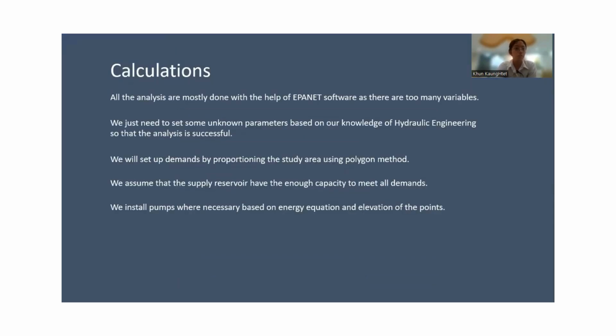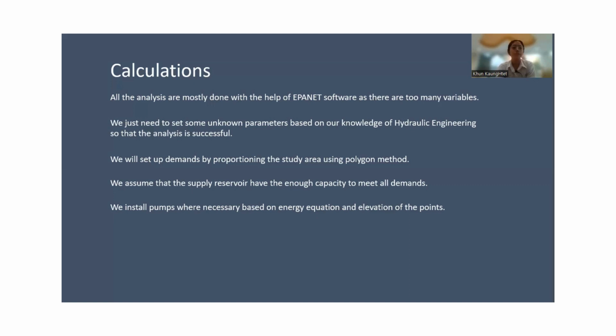For the calculations, we use the Ethernet software because there are a lot of variables and factors, and we need to set some parameters that are unknown based on our knowledge of hydraulic engineering, so that the analysis is successful. So we need to do some iterations, changing some of the unknown parameters again and again, so that the analysis is successful. And we also set up demands by using a polygon method.